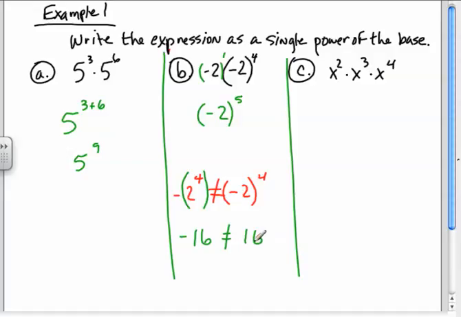Now this last one, pretty simple here. X to the 2 plus 3 plus 4. I just add them up and I get x to the 9. All right. Good job there, guys. Remember that one on B. Remember this one here. Okay.